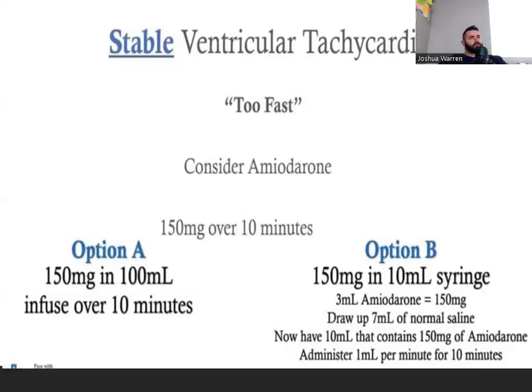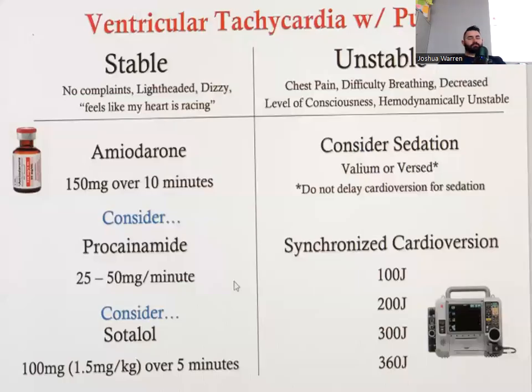And then just, make sure I'm on the same page, the unstable VT is the polymorphic. Polymorphics, torsades de pointes. What you're looking at right now is probably going to be monomorphic, and I'll cover both of those here in a minute.